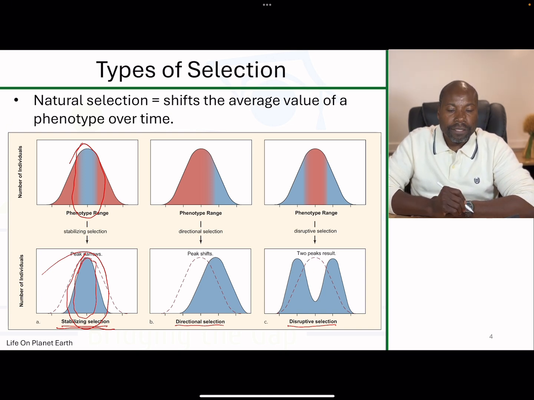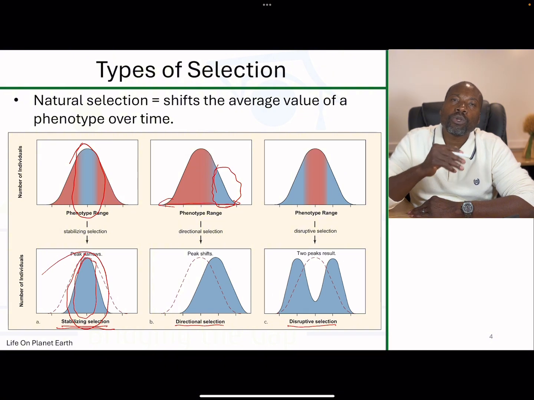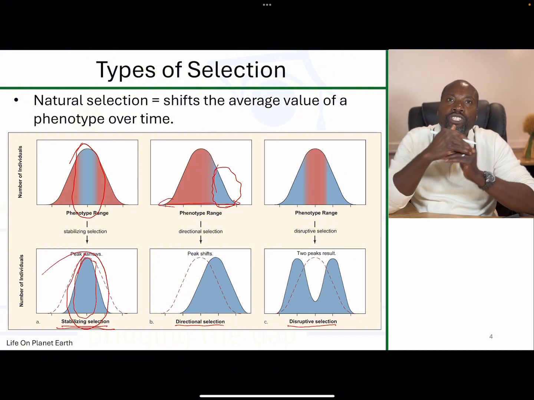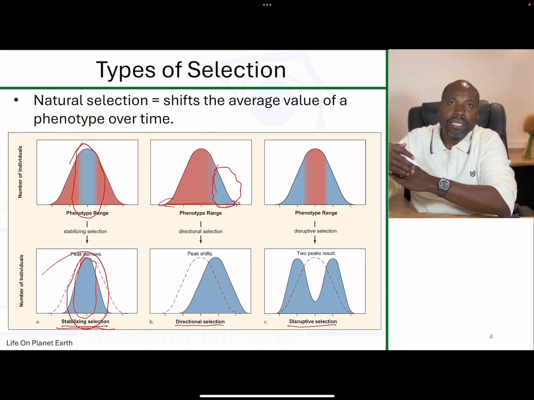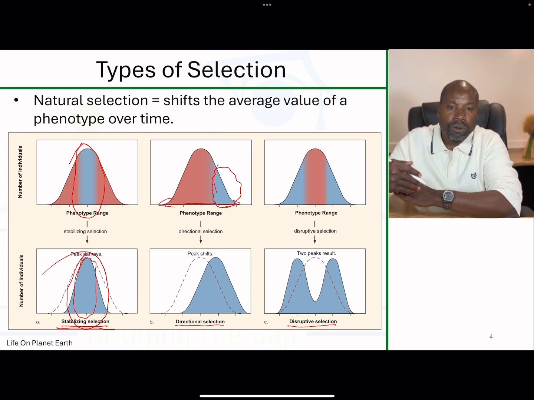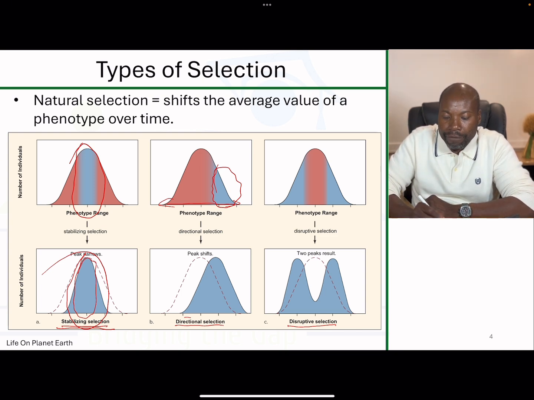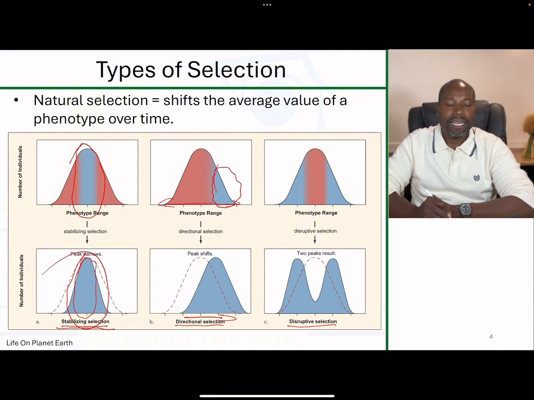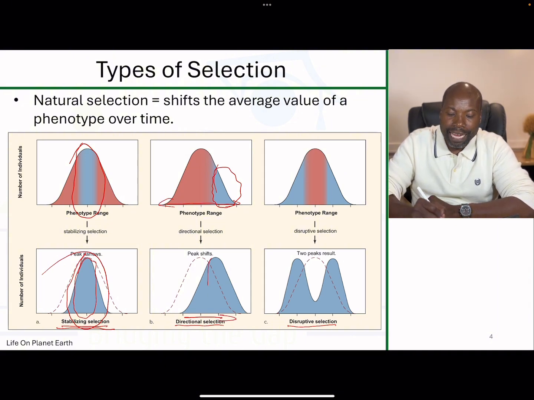On the other hand, you have a variety of individuals, right? Among these varieties of individuals, for some reason, one particular group is the one that is going to constitute the major population over time, shifting more and more toward that group of individuals, so that we have a directional shift like this. This is directional selection.